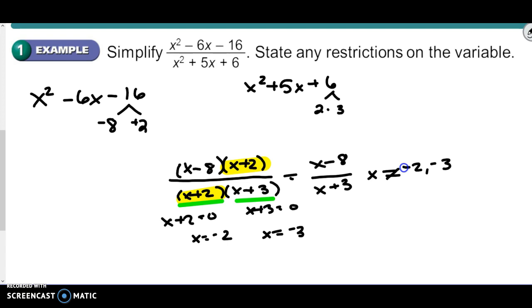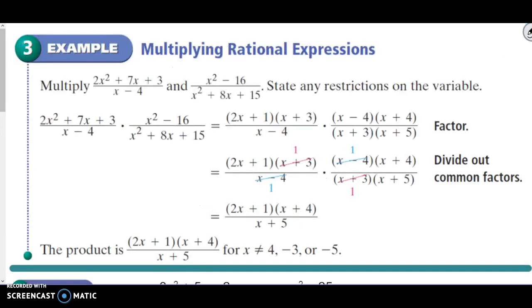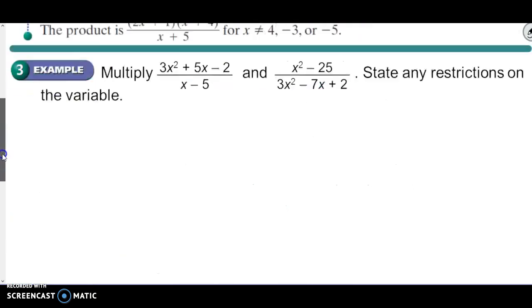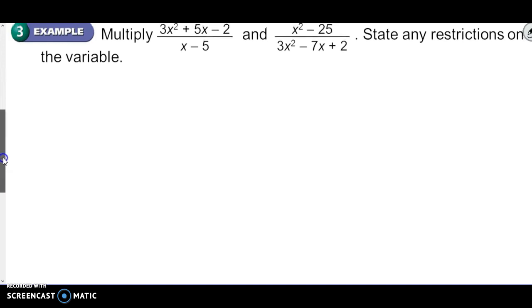Again, remember you have to check the original. You cannot just take into consideration the x plus 3. You have to also look at the x plus 2 that we had canceled out. Alright, so now going on to the next slide. Example 3, we're skipping over number 2. And similar process, you have to factor both the numerator and the denominator. And then we're going to multiply across, and if there are common factors in the numerator and denominator, then they will cancel out.